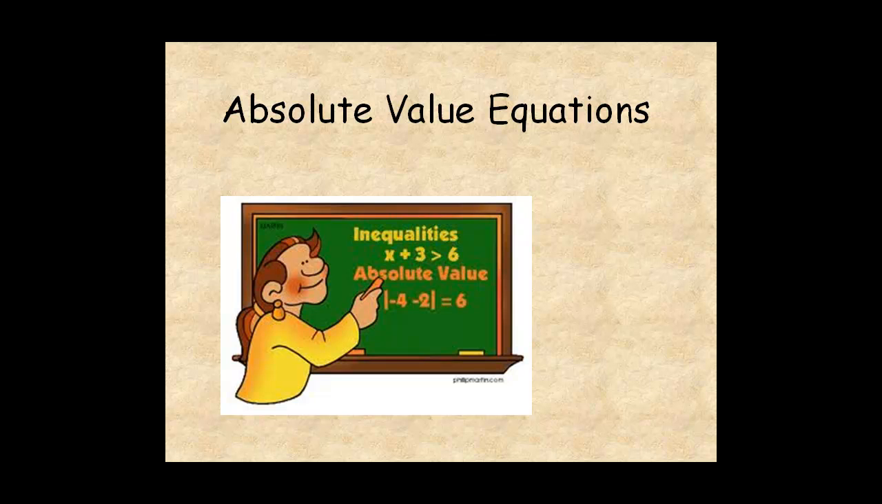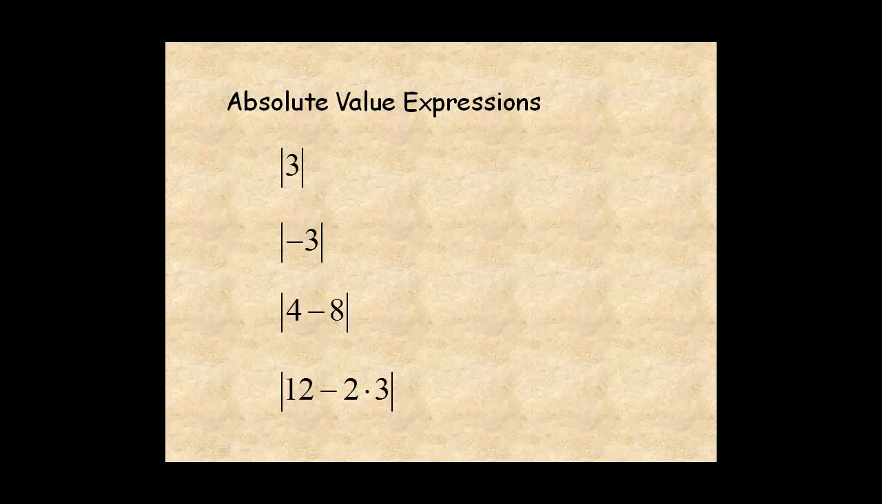This lesson shows you how to solve absolute value equations. When you surround an expression with a pair of straight bars, as shown in these examples, you are asking for the absolute value of the expression. The absolute value of an expression is the value of the expression without regard to its sign. For example, the absolute value of 3 and the absolute value of -3 are both 3.